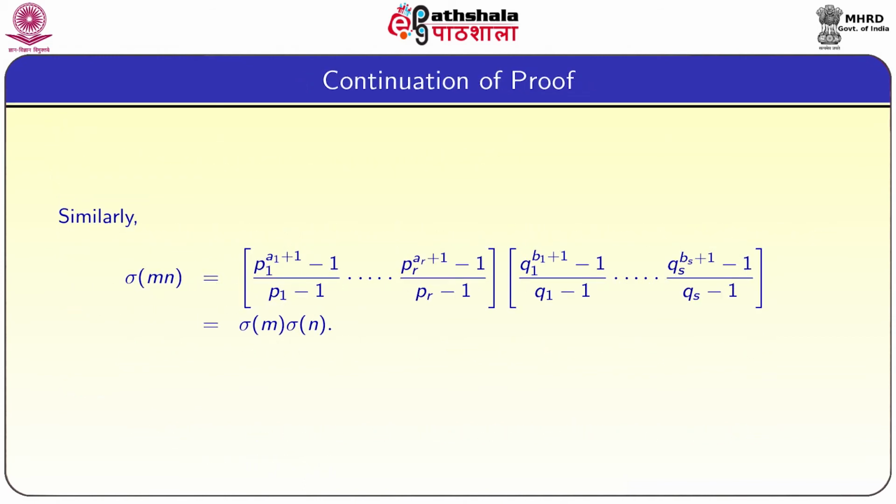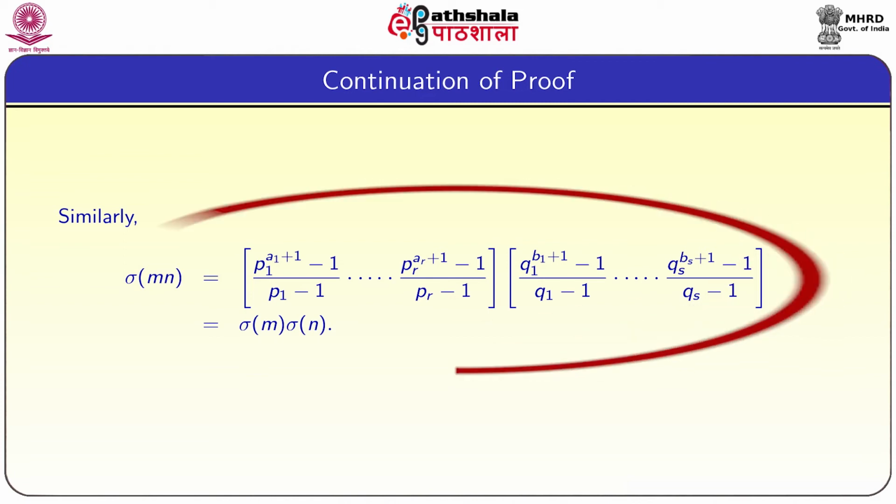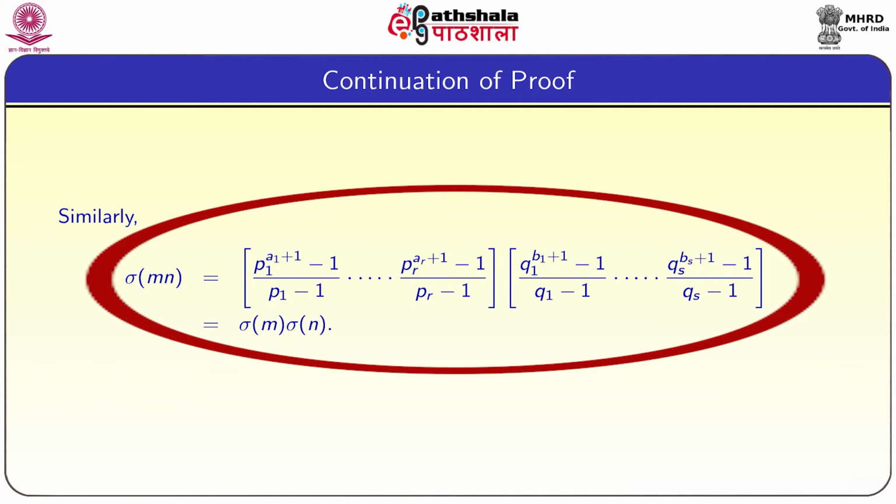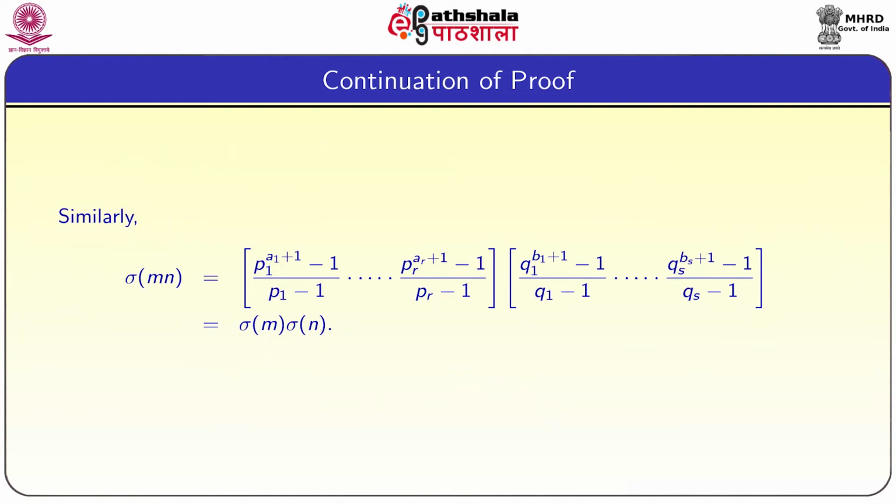Similarly, sigma of mn also we can prove in a similar fashion, that is sigma of mn is equal to (p1 power a1 plus 1 minus 1) by (p1 minus 1) and so on (pr power ar plus 1 minus 1) by (pr minus 1) into the remaining other portion. So, that is equal to sigma of m into sigma of n.